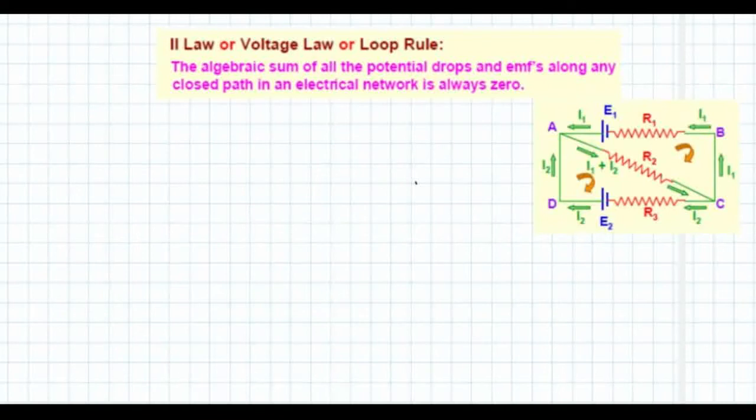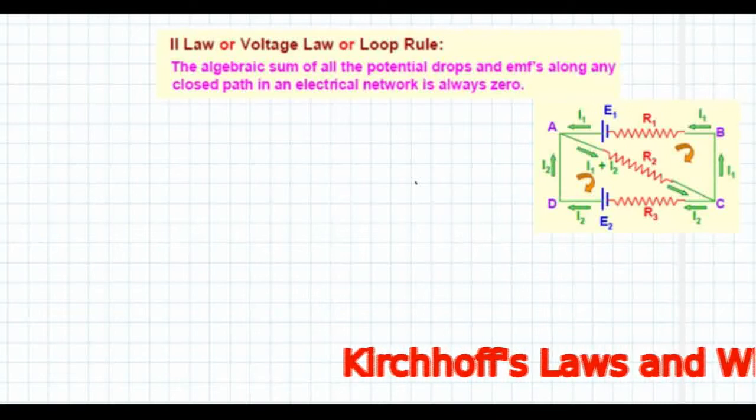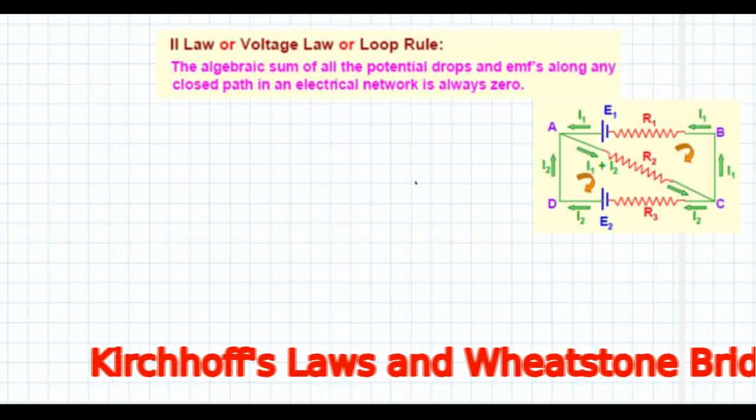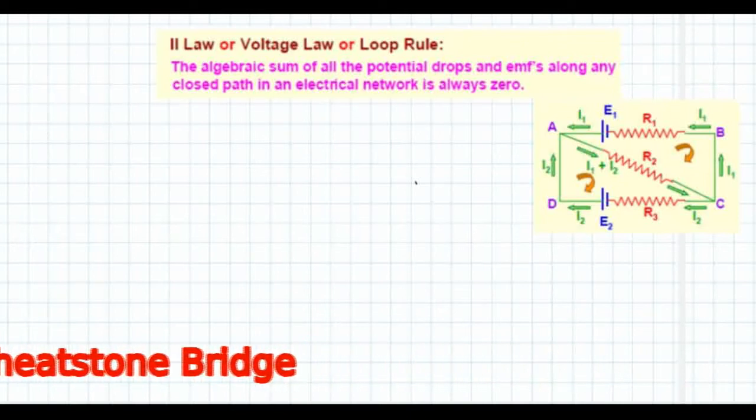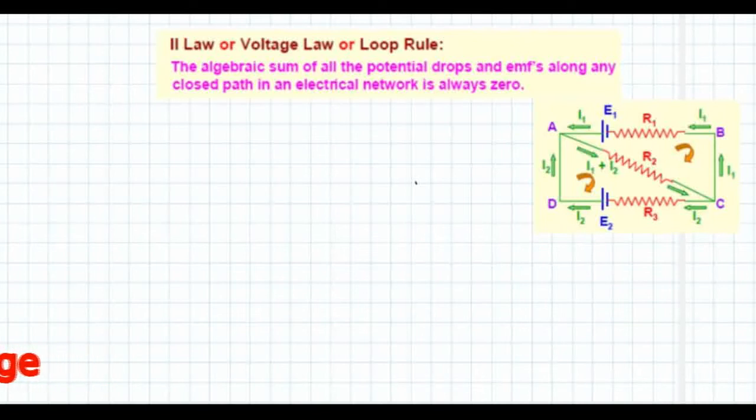So here there is an electrical network. That means it is not a case of a single cell and a single resistance, as we normally draw in the case of Ohm's law. In the case of Ohm's law, normally we draw a single cell or single source of EMF and then a single resistance. But here you can see there are two sources of EMF, or two voltage sources, and there are three resistances, and there are loops also.